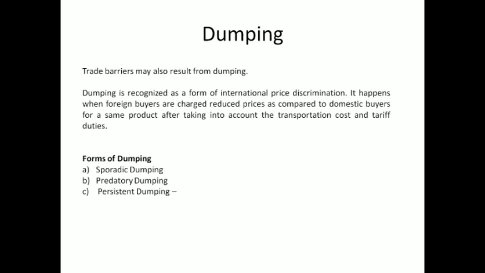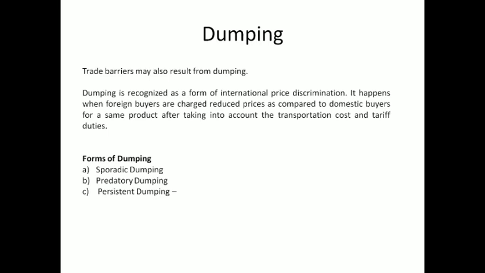Why is it international price discrimination? Because here we have two different markets. One is the domestic, meaning home market, and the other market is the foreign market. In the domestic market, the home market, you are keeping the prices high, and in the foreign market, you are offering the same commodity at a lower price. So it happens when foreign buyers are charged a reduced price as compared to domestic buyers for the same product.